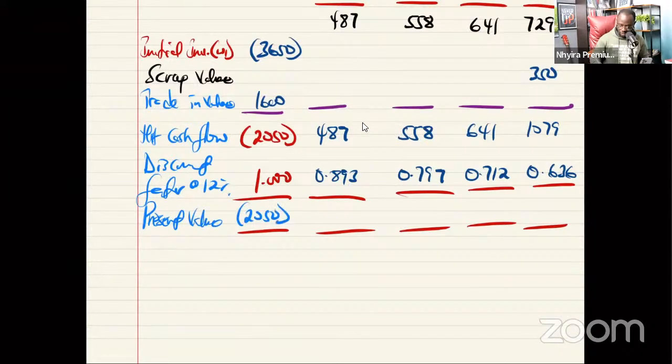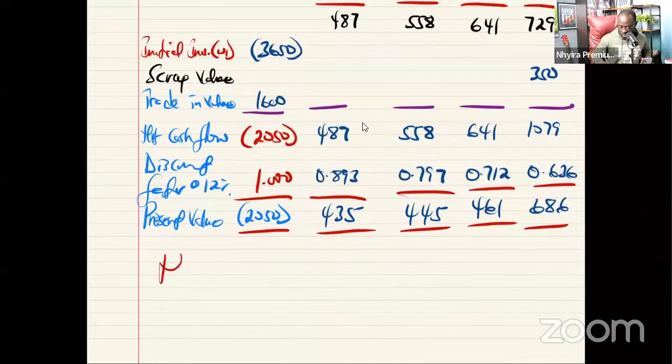That's still negative 2050. But let's get the respective figures coming up. That is 4, 3, 5, 558 by 0.797. That is 4, 4, 5. 641 times 0.712. I'm getting 461. 1079 by 0.636, 686. So we can get a net present value.